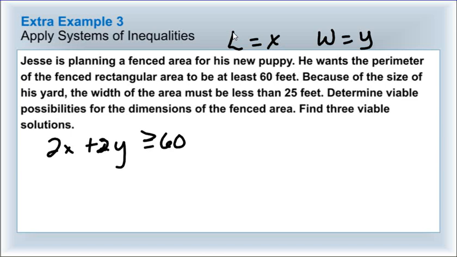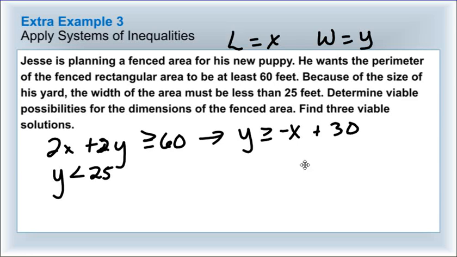The other one, it says the width, and our width is going to be y. The width must be less than 25. So y is less than 25. So those are our 2 inequalities we're going to have here. I'm going to rewrite this one so I can graph that one. That means I subtract 2x and then divide by 2 on both sides. So that would be y is greater than or equal to negative x plus 30.